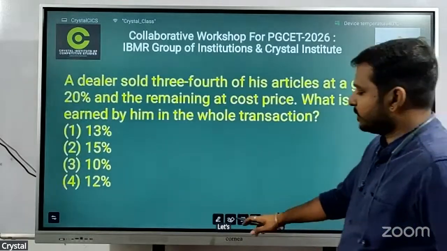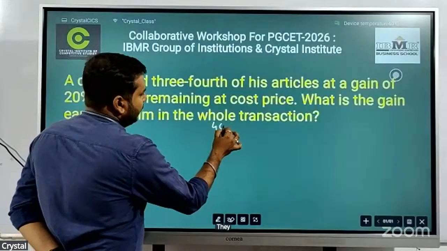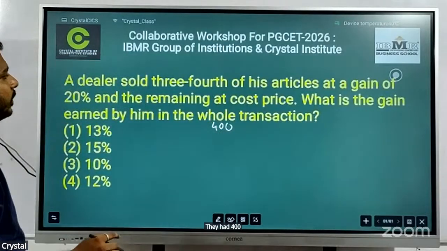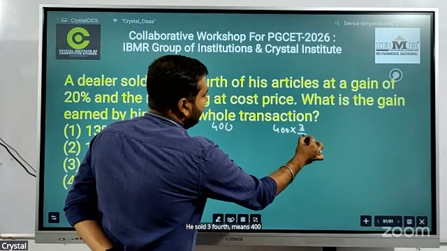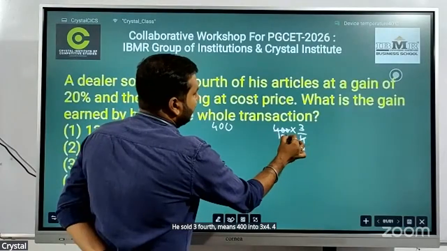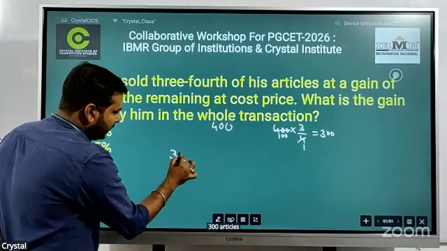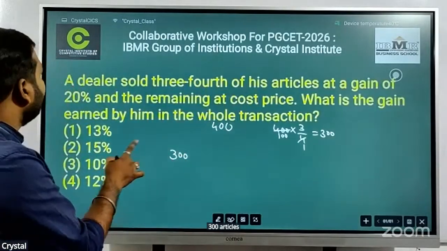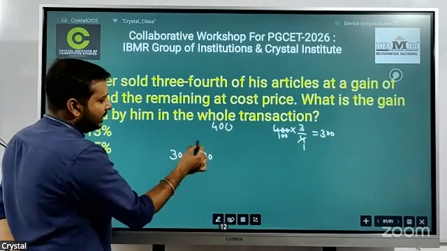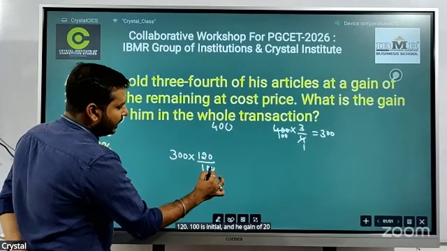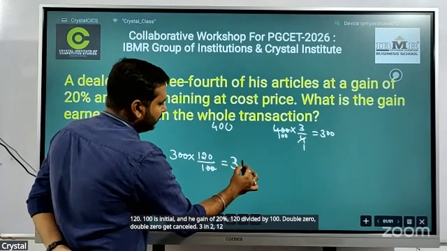Let's consider in terms of 100. They had 400 articles. He sold 3/4, means 400 into 3 by 4. 4 ones are 4, 100 into 3 is 300 articles. 300 articles at a gain of 20%, means 120. 100 is initial and he gains 20%, so 120 divided by 100. Double zero, double zero get cancelled. 3 into 120 is 360.